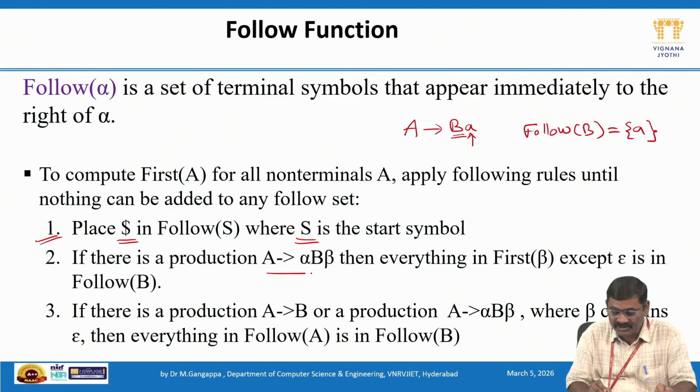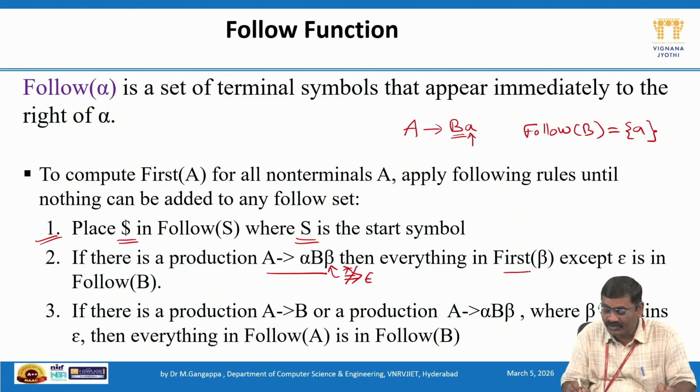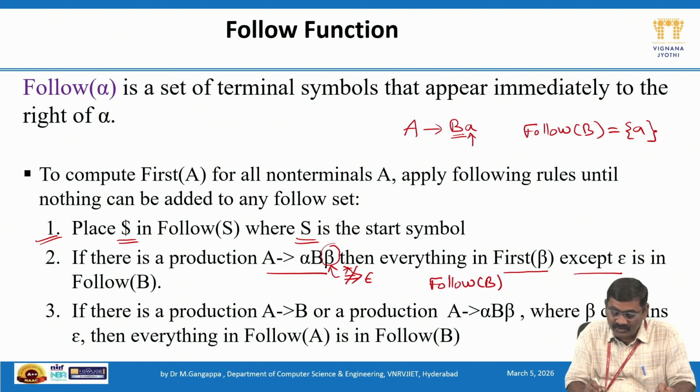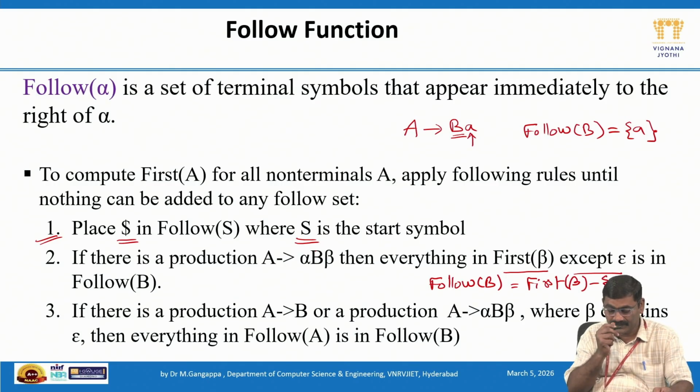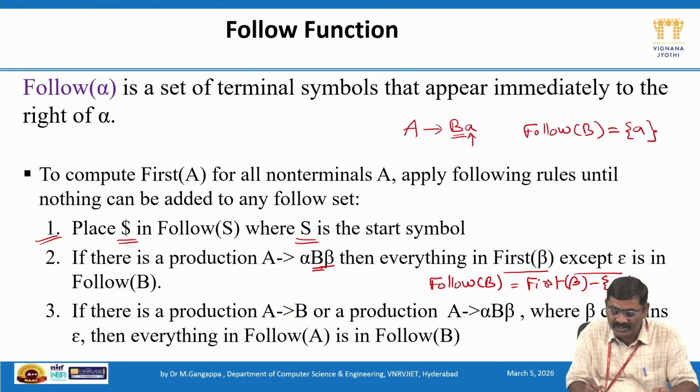The second rule is a very important rule. A gives alpha B beta is a production, and beta is not deriving epsilon. This is very important to remember. In such a case, we can directly compute first of beta minus epsilon for the follow of B. Suppose you want to know what follows capital B, that means follow of B is first of beta minus epsilon. This is the rule to compute follow of capital B. We can easily understand who follows capital B by using the follow function.